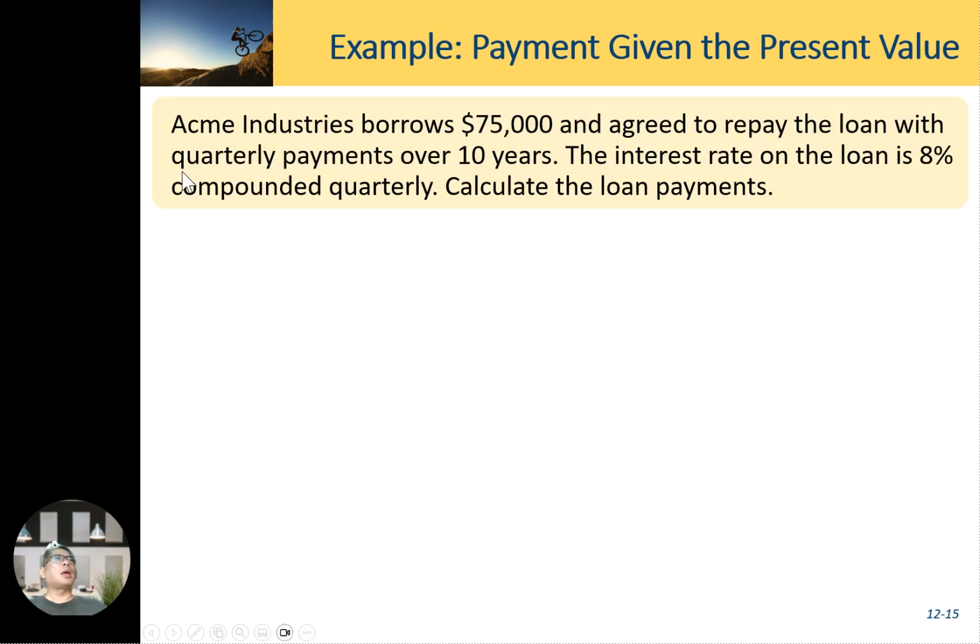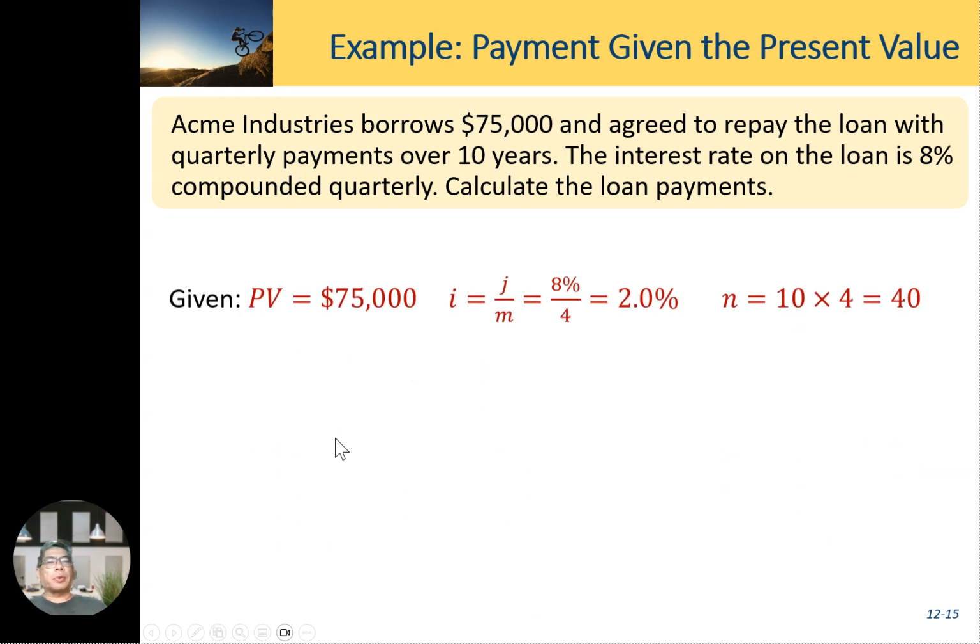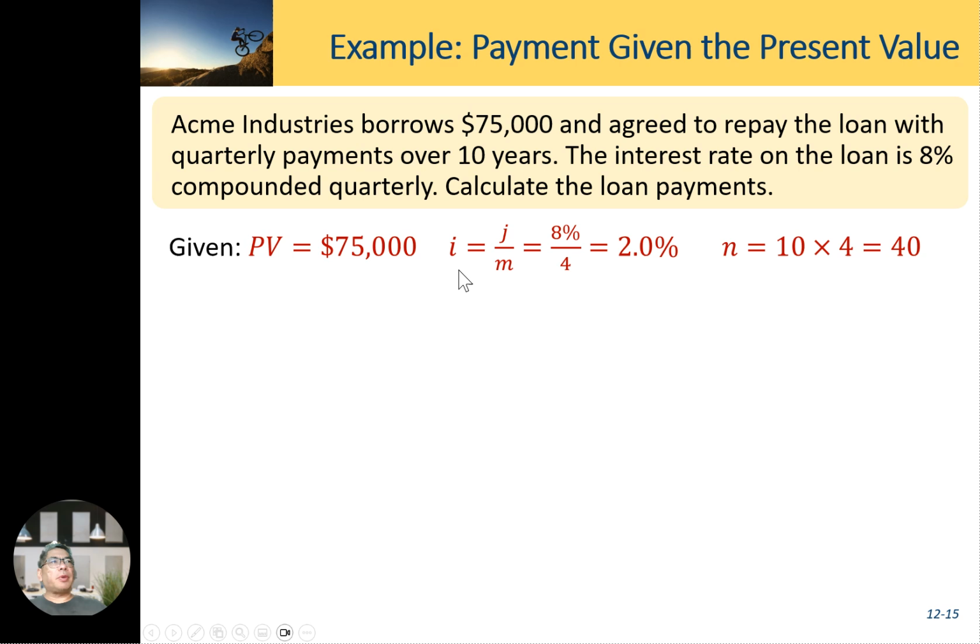Okay, let's look at the second example. Acme Industry borrows 75,000 and agrees to pay the loan with quarterly payments over 10 years. The interest rate of the loan is 8% compounded quarterly. Calculate the loan payment. Given 75,000 as PV, i equals j over m, 8% divided by 4, where the 4 comes from because it is quarterly. The 8% is from here, 75,000 is from here, and n is 10 times 4, because it is quarterly.